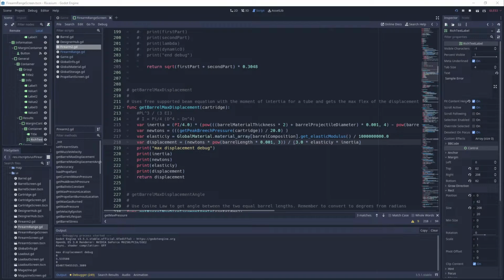Okay, so now that we have this value, so we want to get the length. So it's going to be 750 times 0.001. So 75 centimeters, that's correct. And then we're going to multiply this by the 5 newtons.